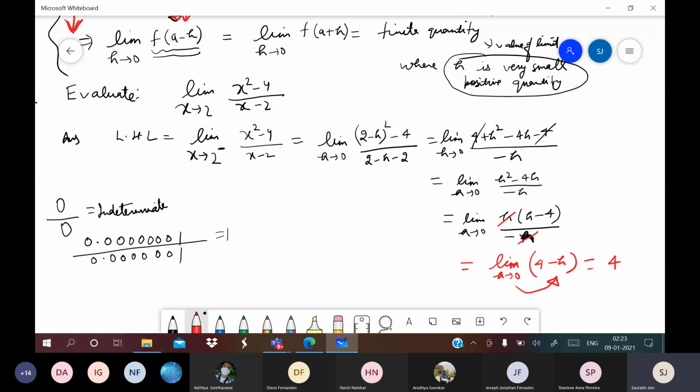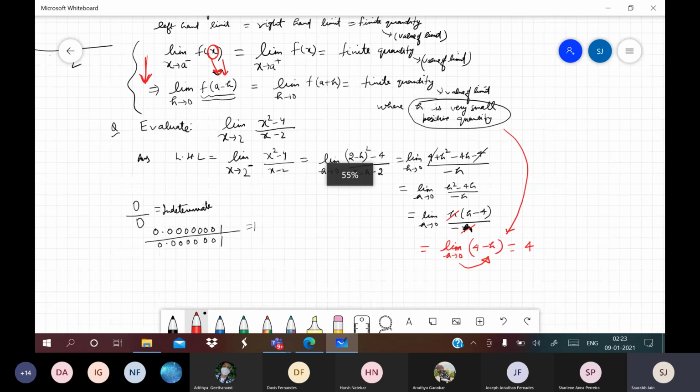So now what I am saying, when h is tending to 0, we know that it is a very small positive quantity. What can it be? 0.000, like so on, 1. So what will be the answer of 4 minus this? It will be 3.999, etc. So that is why the value is not 4. That is why I'm using the symbol limit. Limit is 4.